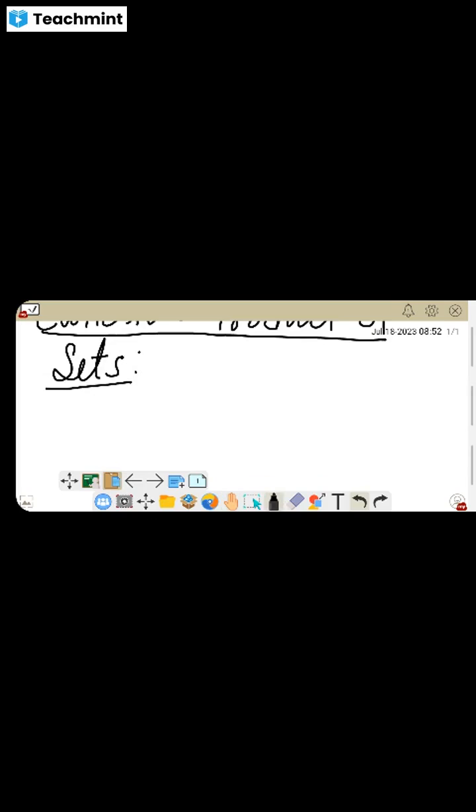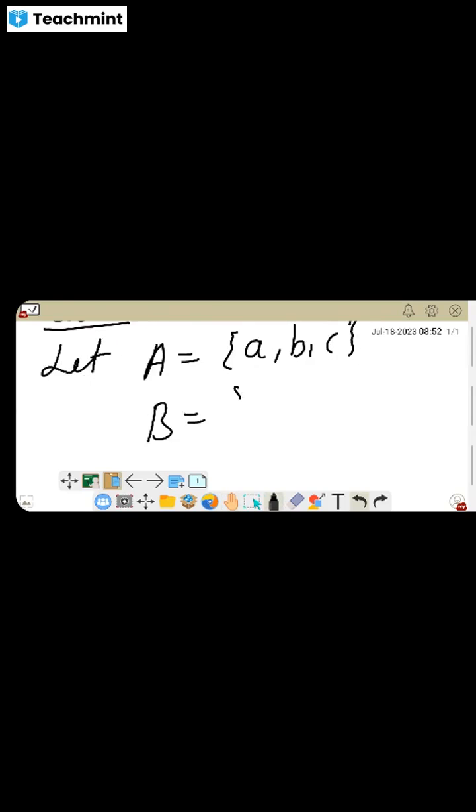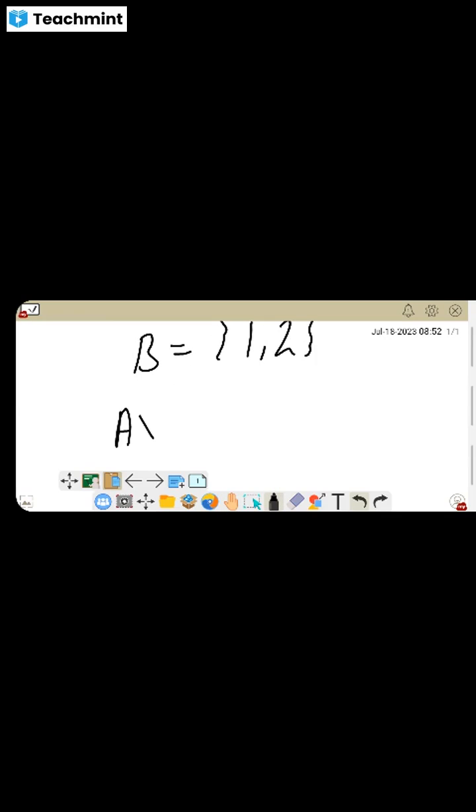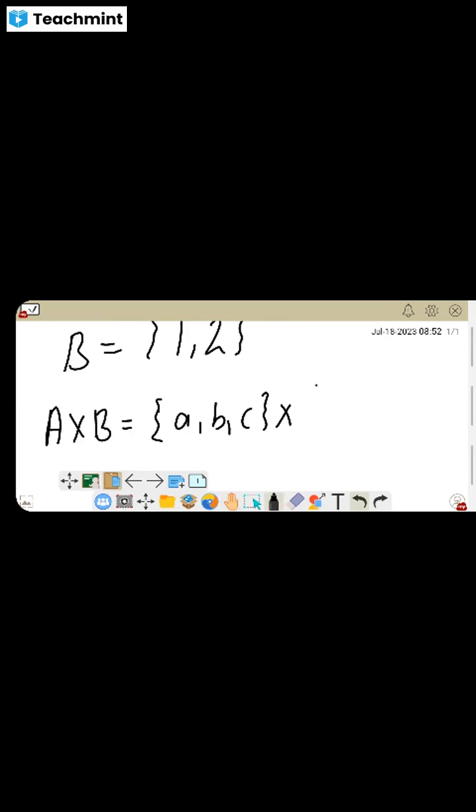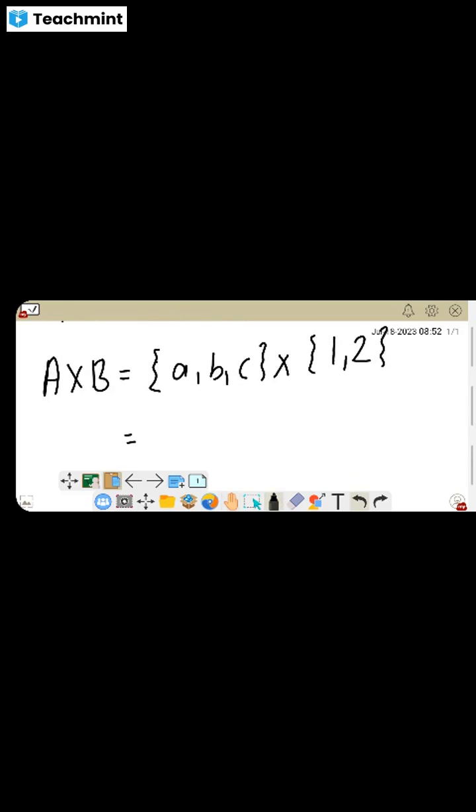Let set A be equal to having elements A, B, C, and in set B we have the elements 1, 2. So let us find A cross B, which is A, B, C cross 1, 2. In Cartesian product, we make an ordered pair of each element of A with each element of B. Write down the ordered pairs: A comma 1, A comma 2.